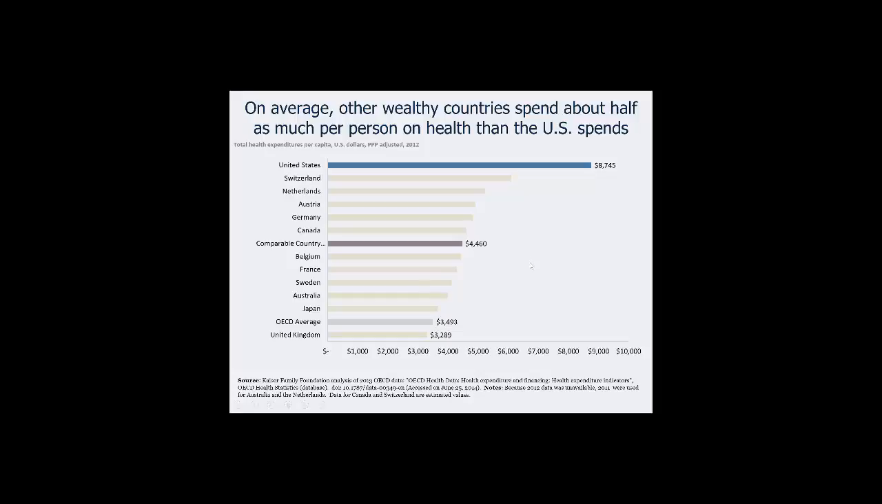Here's again the same graph, a little updated, but the same graph. Comparable nations, $4,460 per person. In the United States, about doubled, $8,745. Switzerland is our closest neighbor. They happen to have a healthcare system that's actually similar to ours. Then Netherlands, Austria, Germany, Canada, Belgium, France, Sweden, Australia, Japan, the OECD average, which we saw in the previous graph, and then the United Kingdom down at the bottom.